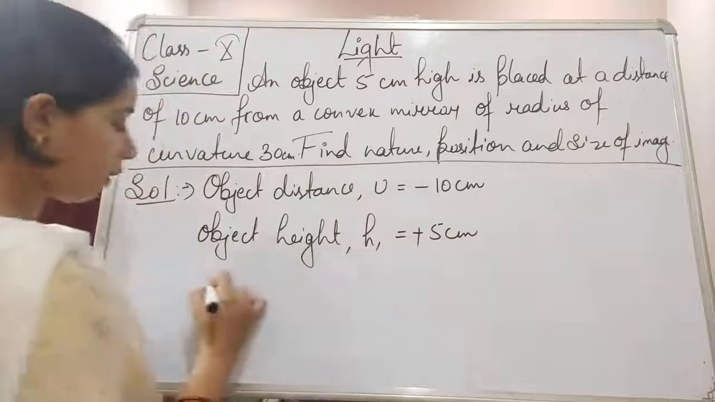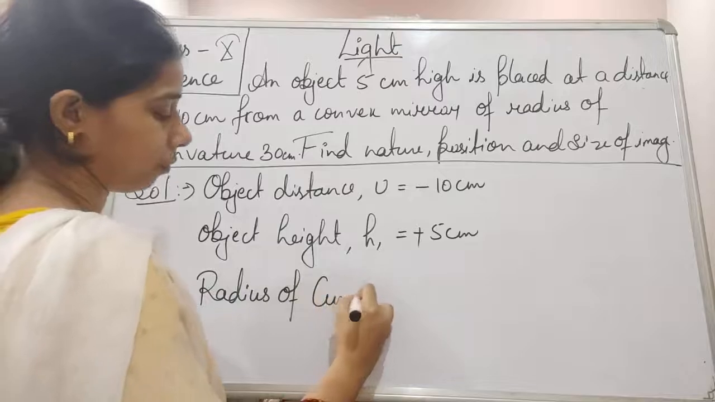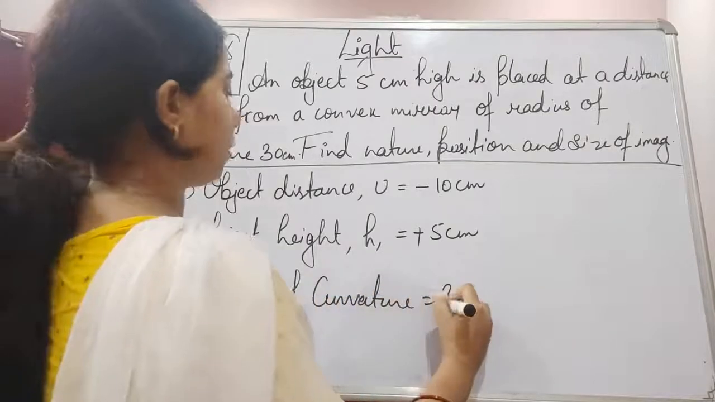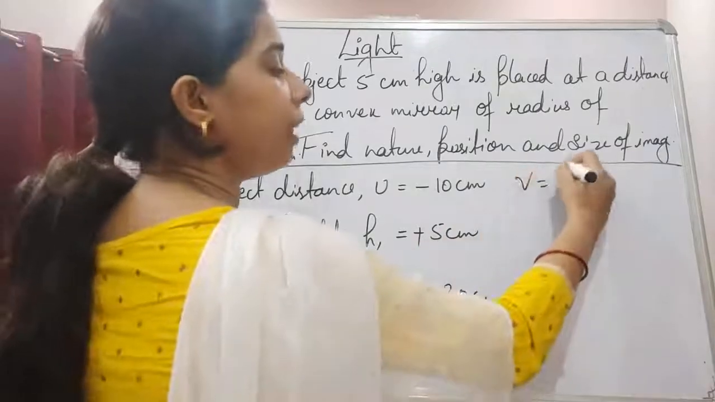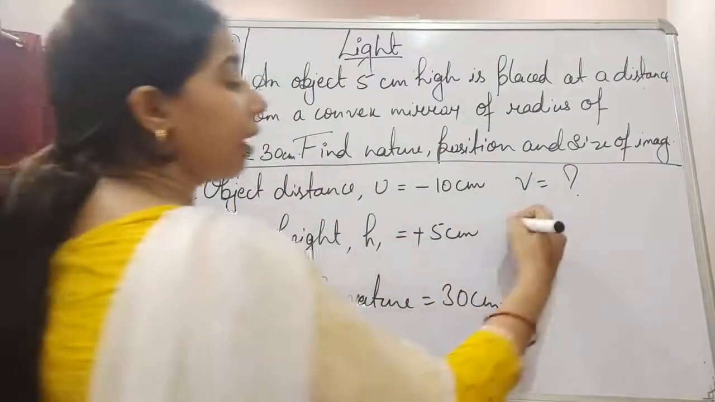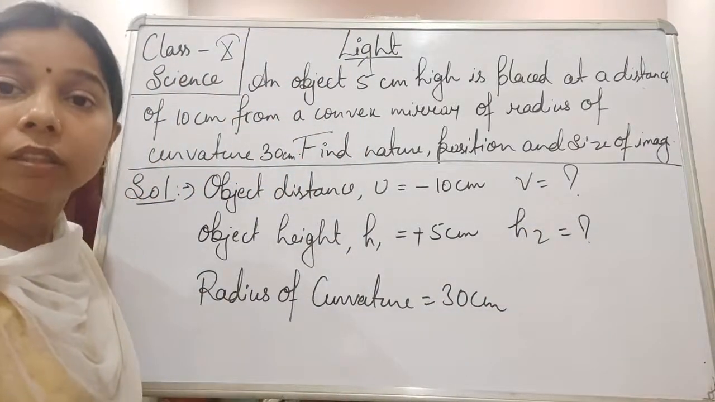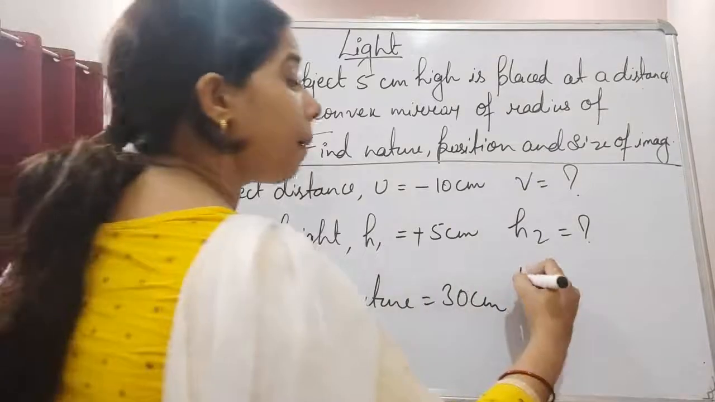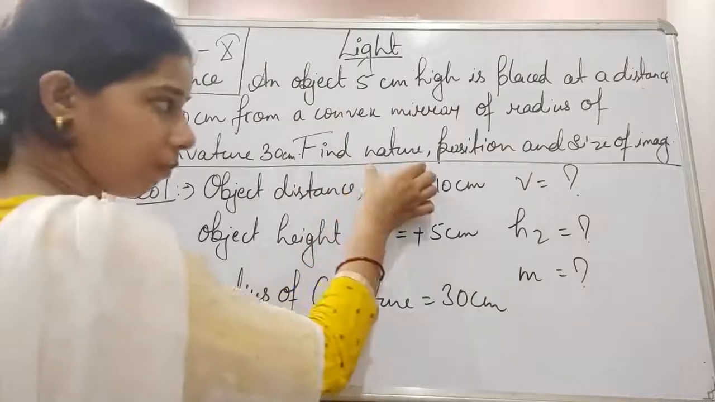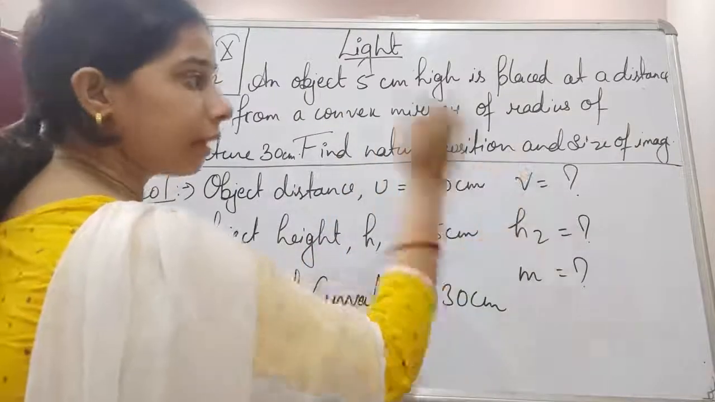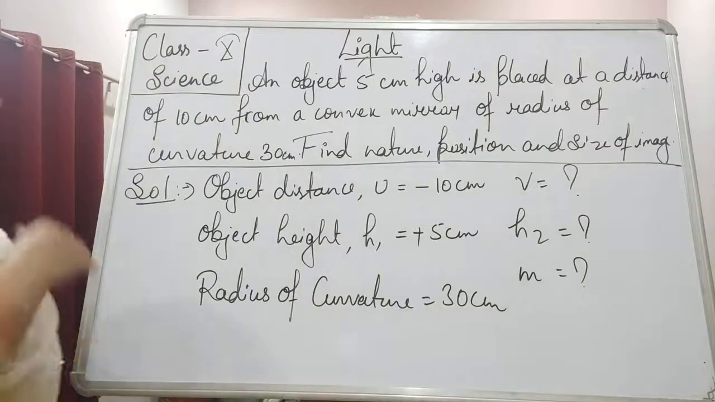What is the other thing which is given here, students? That is the radius of curvature. The radius of curvature is given, that is 30 centimeter. The things which are not given are v, the image distance, and h2, the size of the image. Magnification is also not given. We have to find the nature, what kind of nature it is, the position, that is the image distance, and the size, that is h2. These are the things that we have to find.